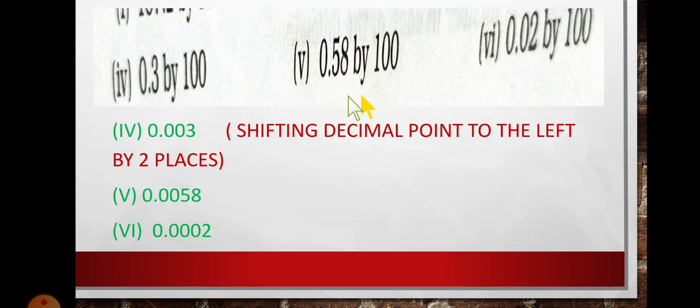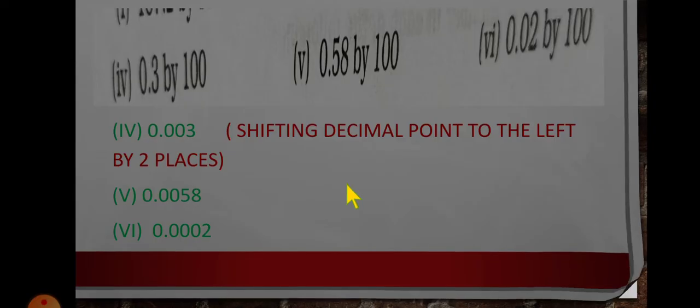Similarly we do the fifth and sixth also. There are also not enough digits there. So what to do? Firstly we insert the zeros, then we shift the decimal by 2 places. So our answer is 0.0058. Similarly we will do another one also.